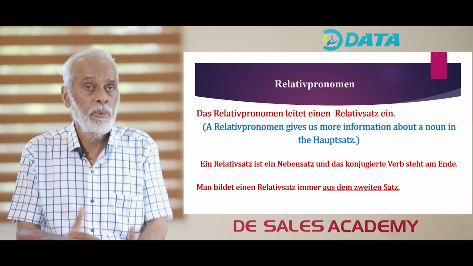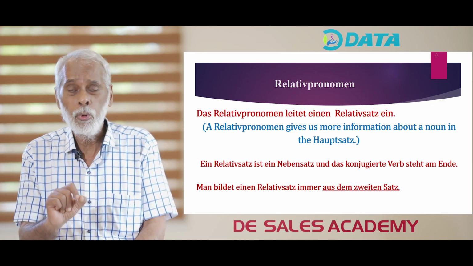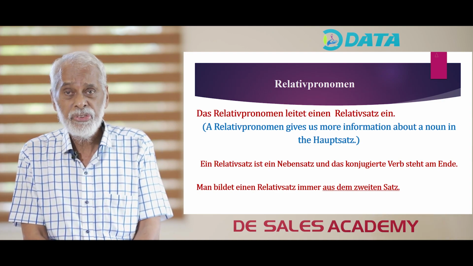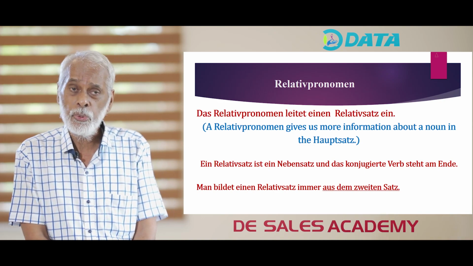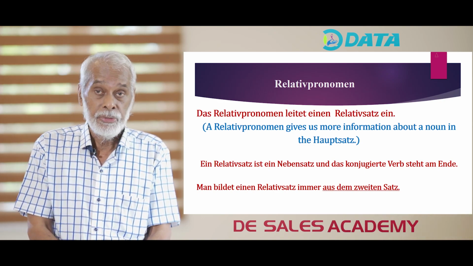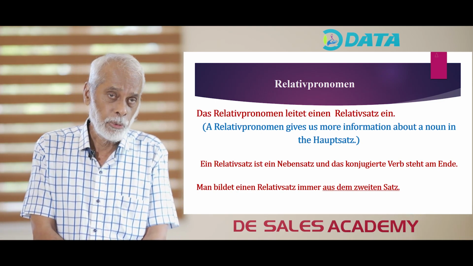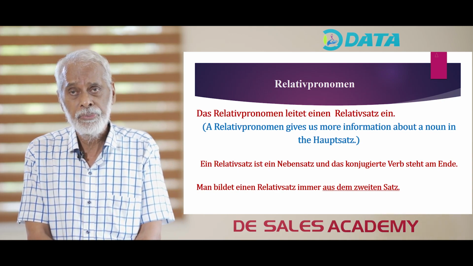We will come to the examples later, but before that we will have to go across a couple of sentences. Ein Relativsatz is a Nebensatz. Relative sentence is also a type of Nebensatz, and das conjugated verb steht am Ende. The conjugated verb will be at the end of the relative sentence.